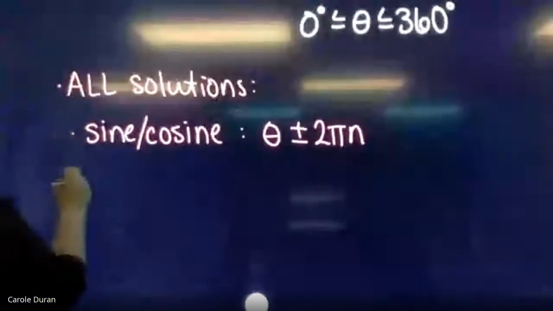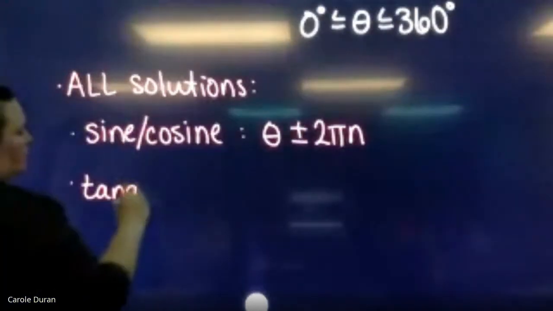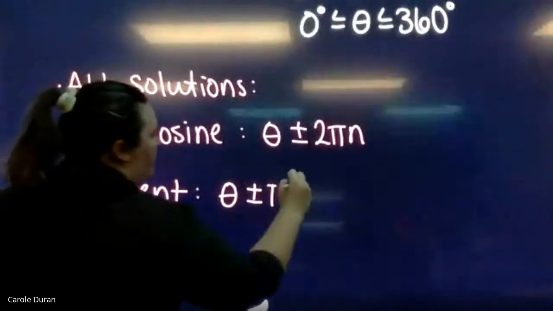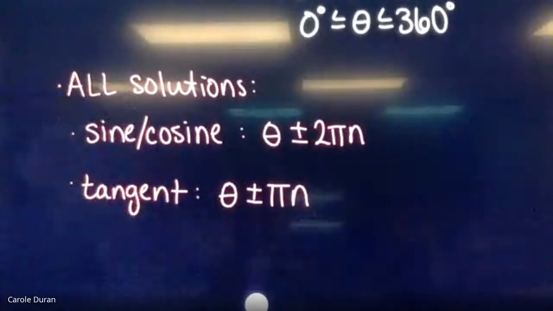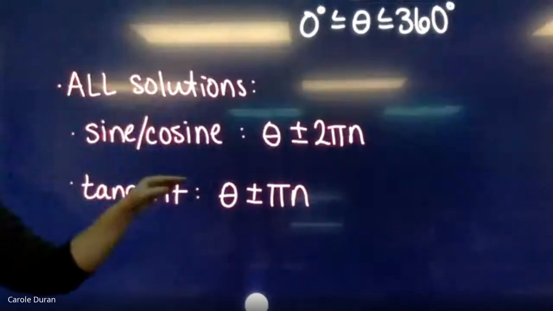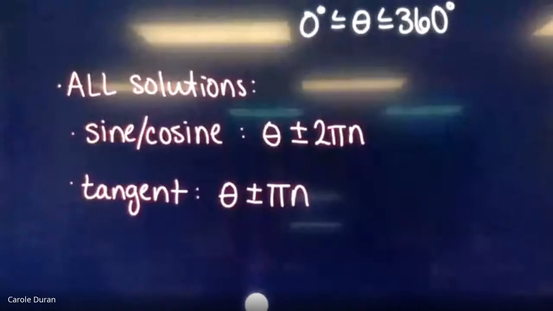Tangent functions then have a period of pi, so we add or subtract every multiple of pi, which we use pi n to indicate. So if I ever say find all solutions, I mean find the ones that exist on your unit circle and add or subtract every multiple of that period. If I say find the angle between 0 and 2 pi, I only want the angle from the unit circle.